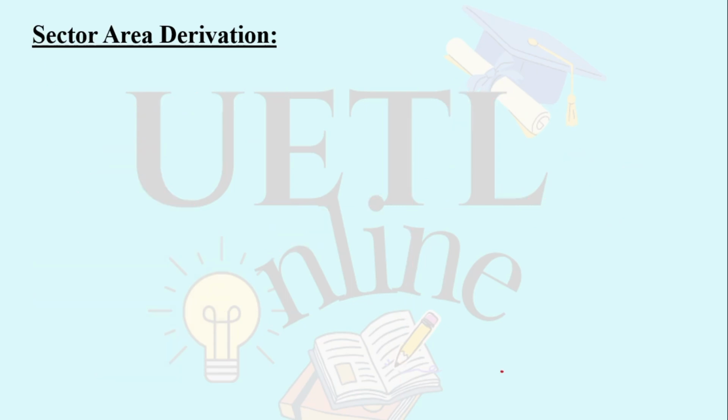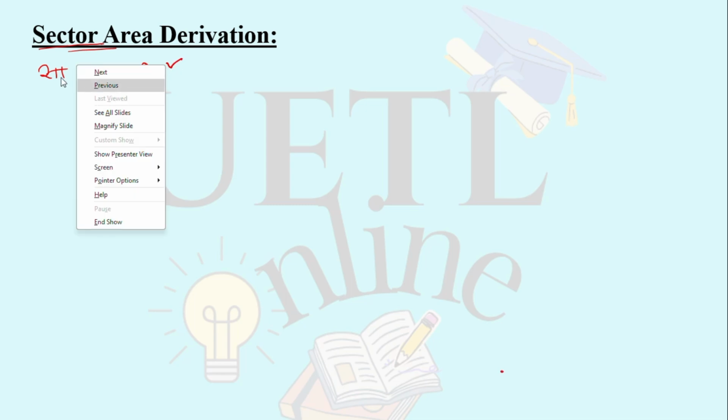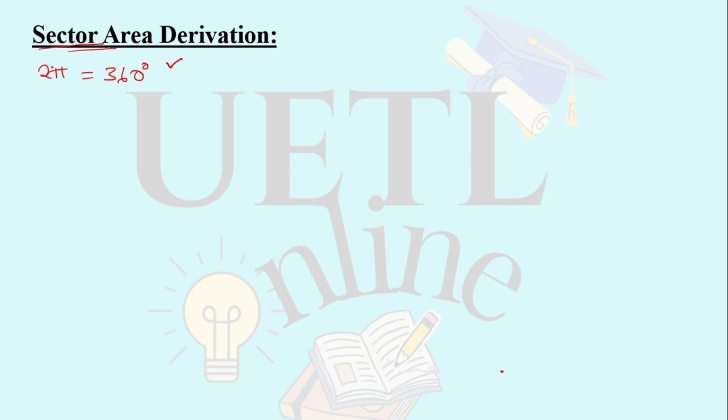Let's go on with our derivation. Now we are going to derive the area of a sector. First, we need to know that 2 pi is equal to 360 degrees. Since we are used to using degrees and today we are using radians, we are going to use this relationship to continue with our work.